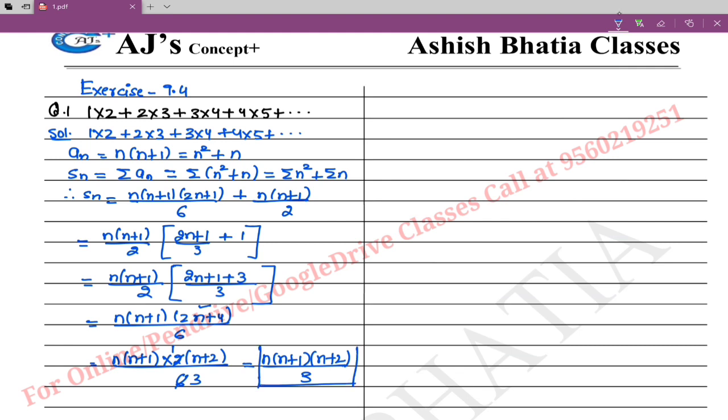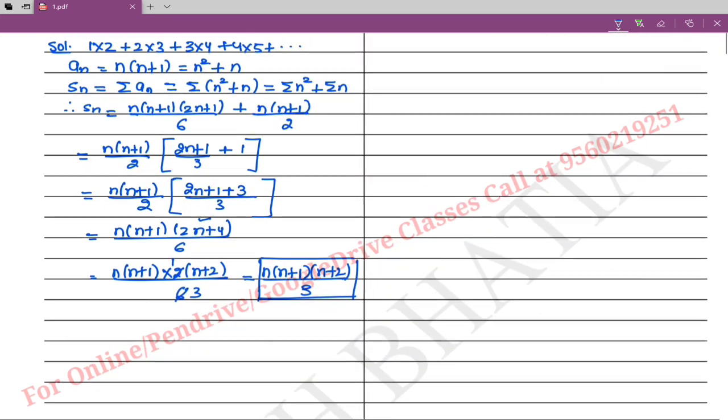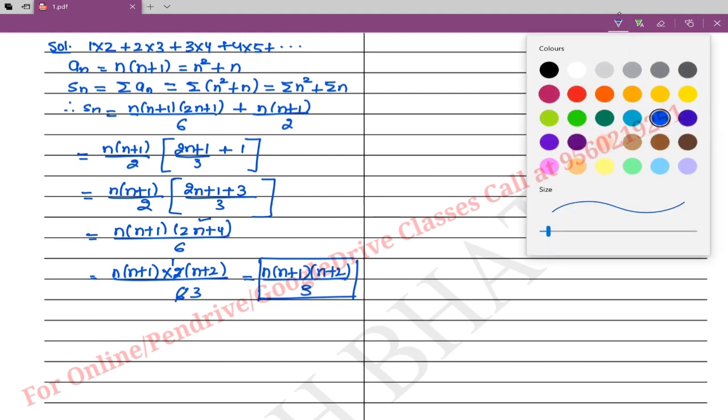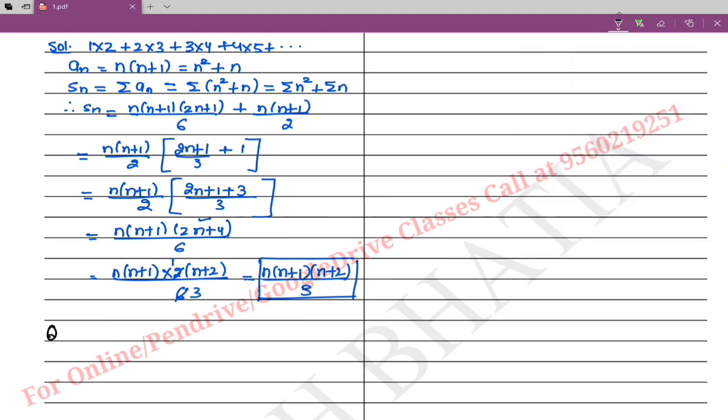I hope the solution is very clear to you. In the same way, let's proceed to question number 2. Question number 2 is also of the same type. We now have 3 terms getting multiplied to form a term. First term is 1 into 2 into 3, that means 3 numbers are multiplied to form the first term. So the second term is 2 into 3 into 4, third term is 3 into 4 into 5, and further so on.